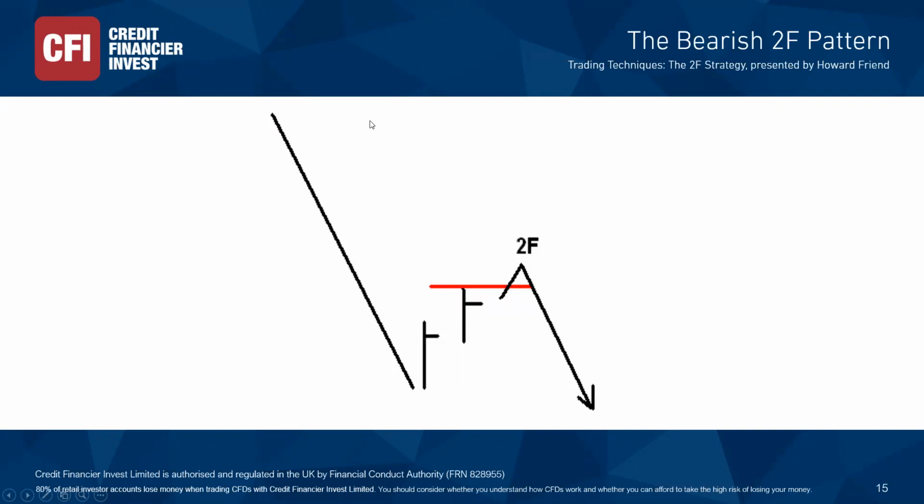So here's the graphical representation of the bearish 2F. The market swings to the downside. Now this swing to the downside, as I say, could take on the shape of lower highs and lower lows. It could be 3 consecutive closes. It could be a double thrust. It could be anything that you use to identify a bearish environment.